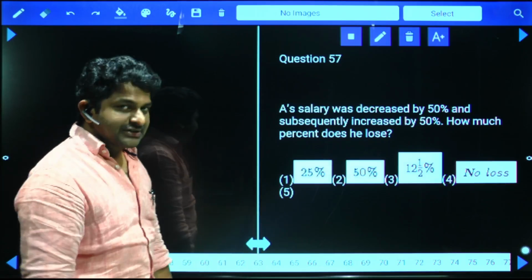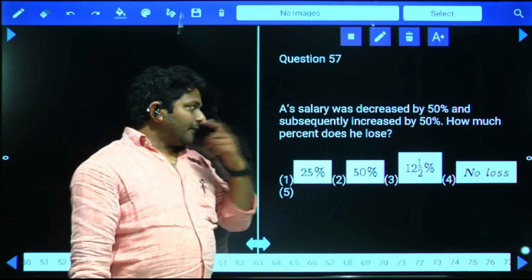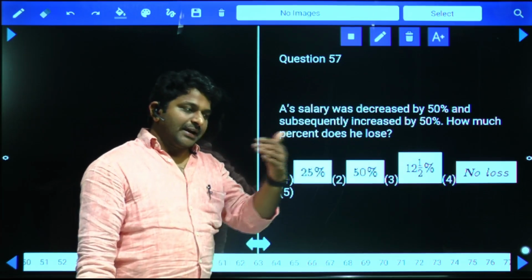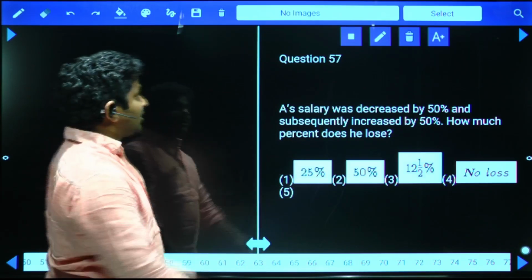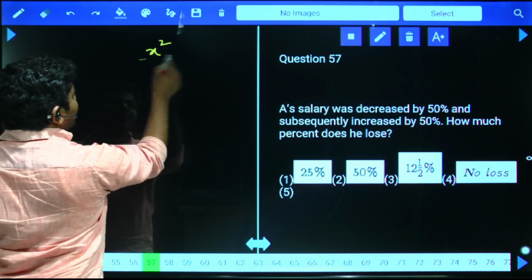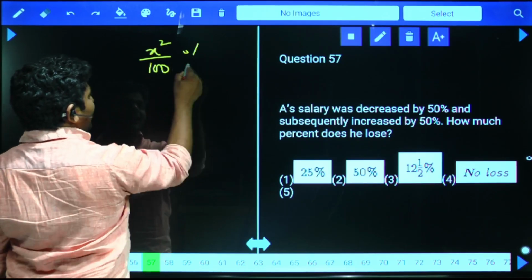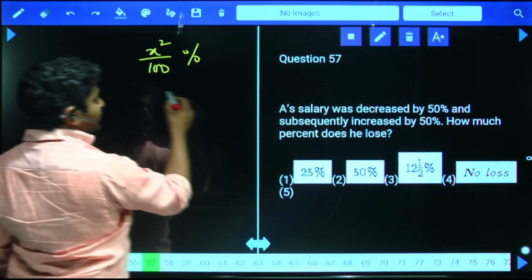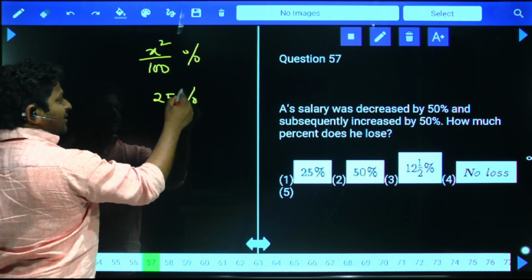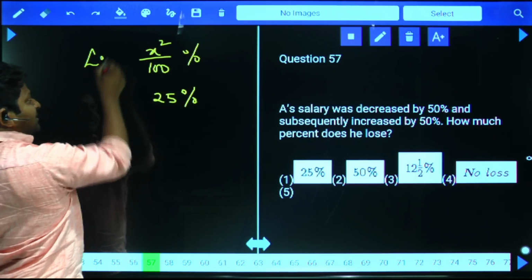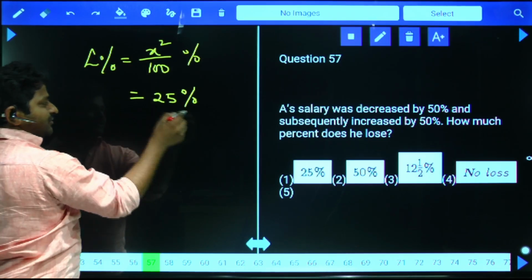A's salary was decreased by 50% and subsequently increased by 50%. How much percentage does he lose? Now, if a value increases by x percentage and then decreases by the same percentage, there will always be a loss of x square by 100%. You can directly do that. 50 square, that is 2500 by 100, which is 25% loss. There will always be a loss. Loss percentage is equal to 25.